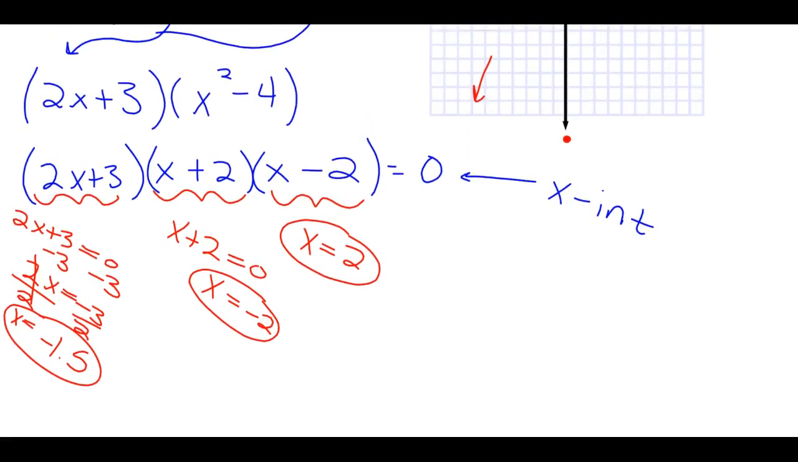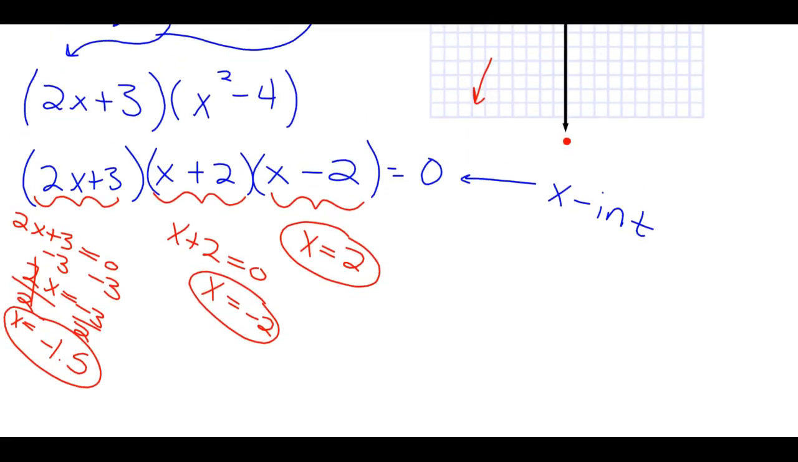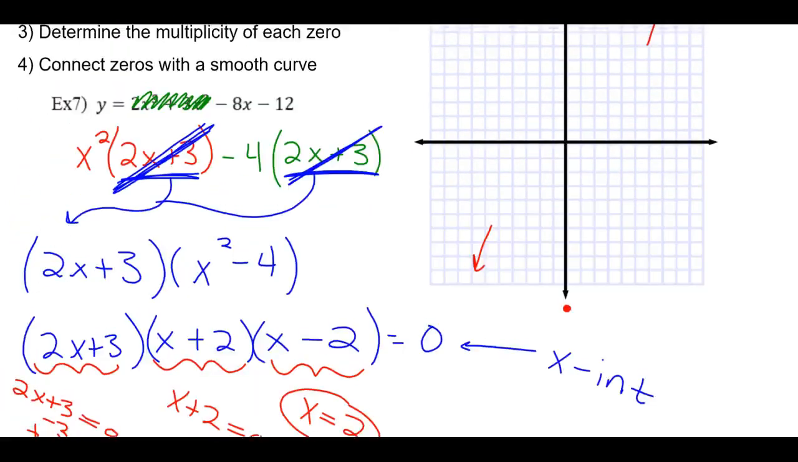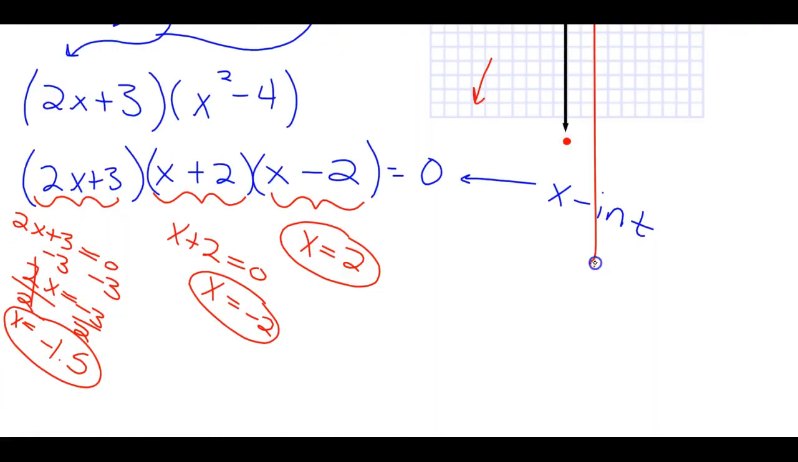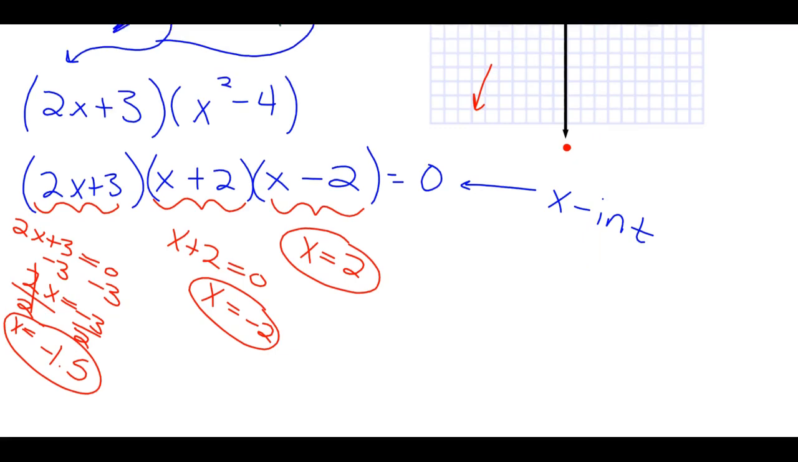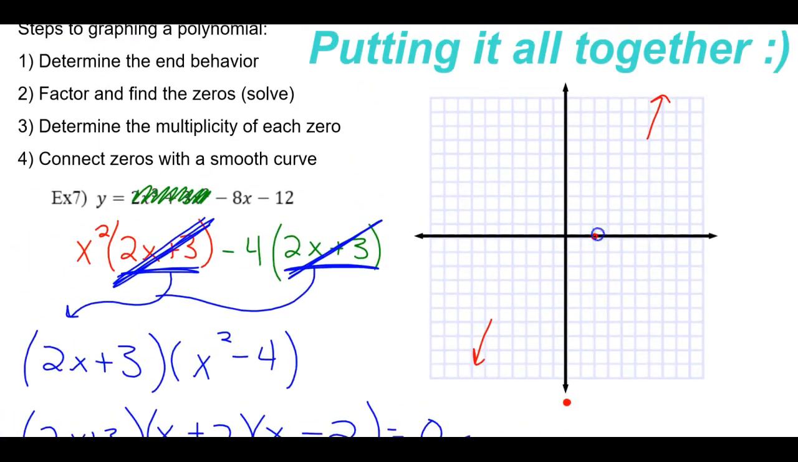So throw those on your x-axis. 2, negative 2, and negative 1.5. I know those are close together.